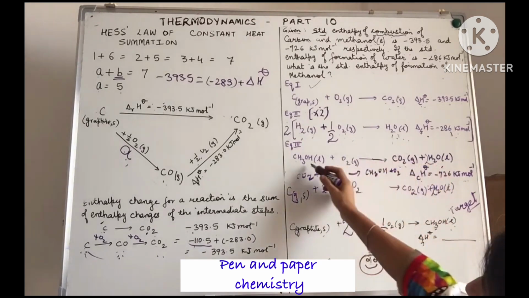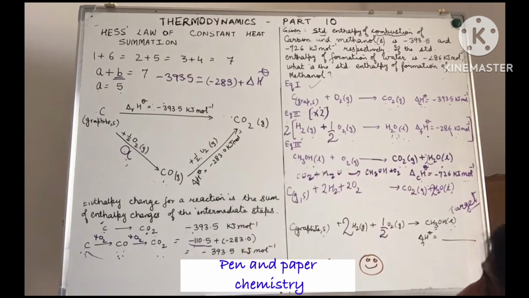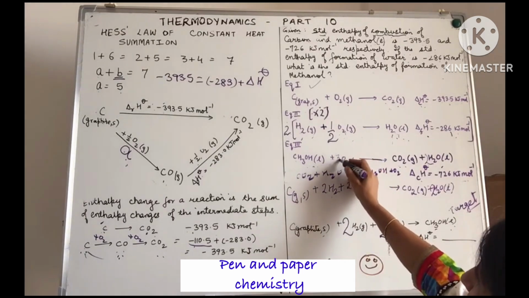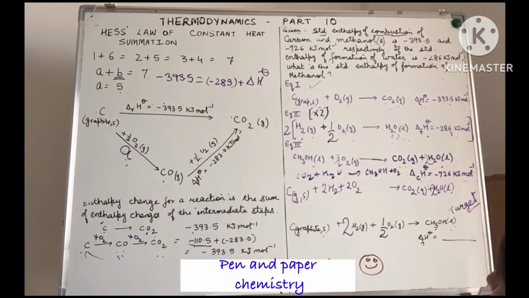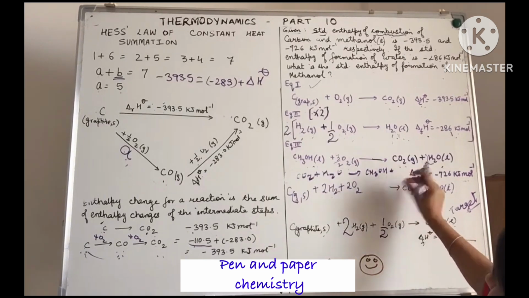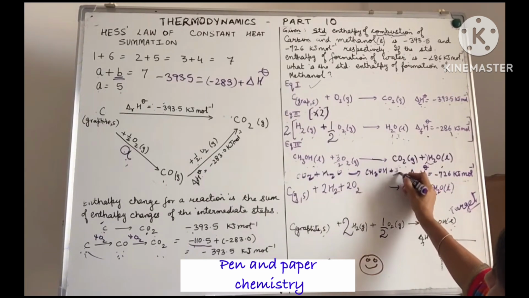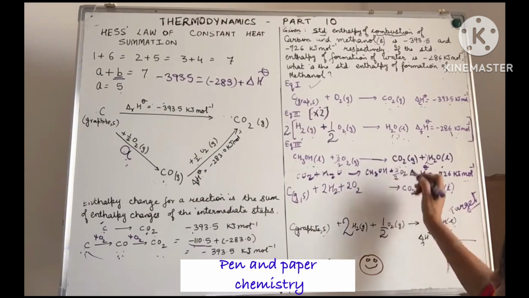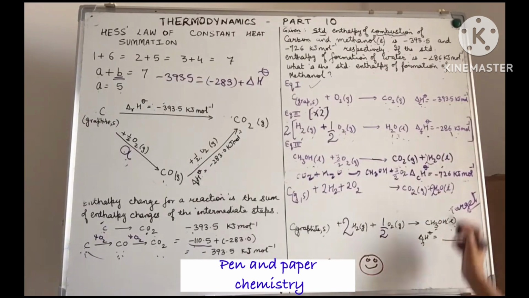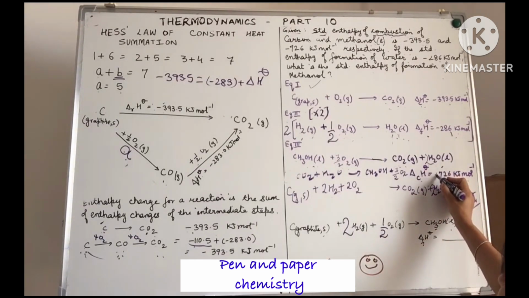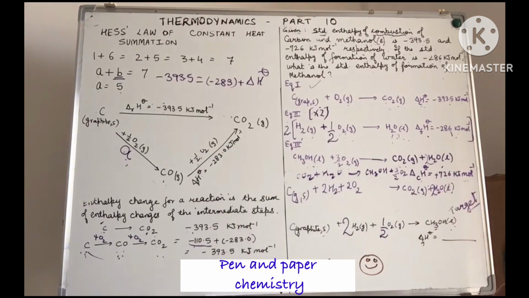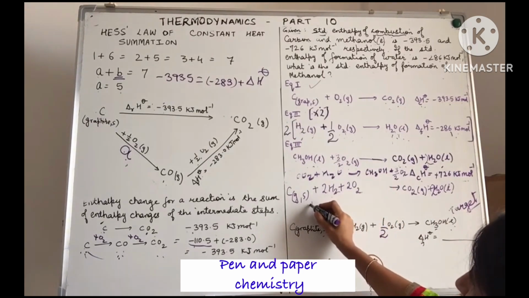On the right hand side. On the left hand side, it is 2 plus 1, 3. We want to make it 4. So, what we do is by 2. So, when I reverse it, this becomes 3 by 2 O2 on the right hand side. And the value of delta H becomes a plus. I add these three equations.